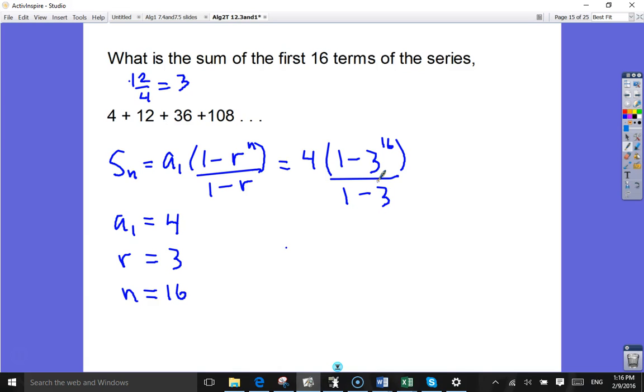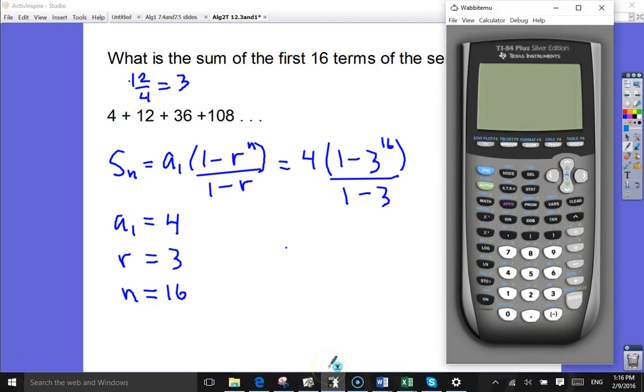Okay, this is the way I like to do this. This is just a little trick. Calculator time. Okay, so I'm going to let the calculator do this whole calculation for me in one step. First, I need the calculator to understand what the values of A1, R, and N are. So in the calculator, I'm going to use A, R, and N. They don't have an A1, so I'll just use A.